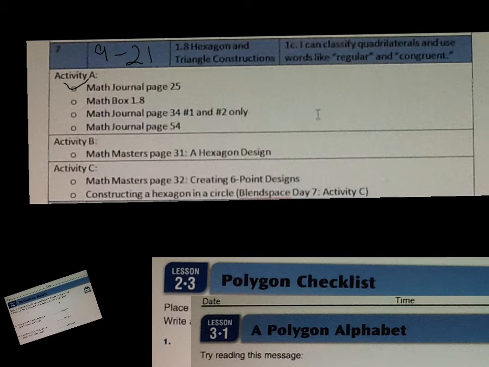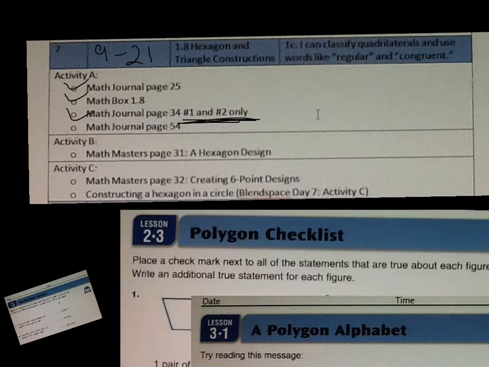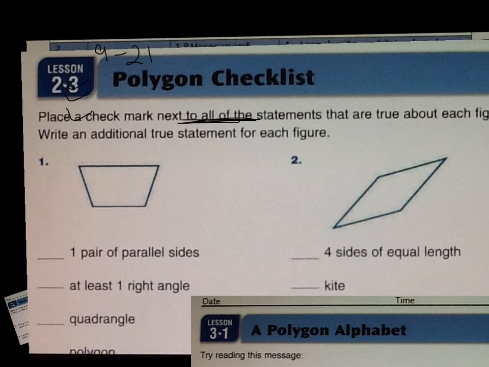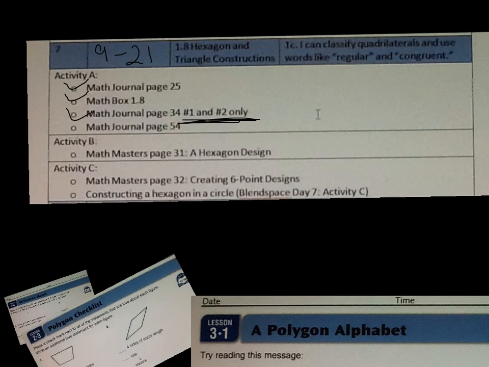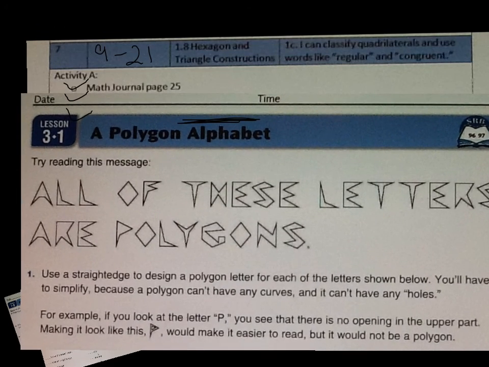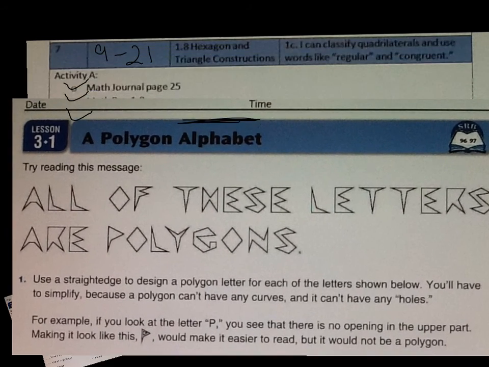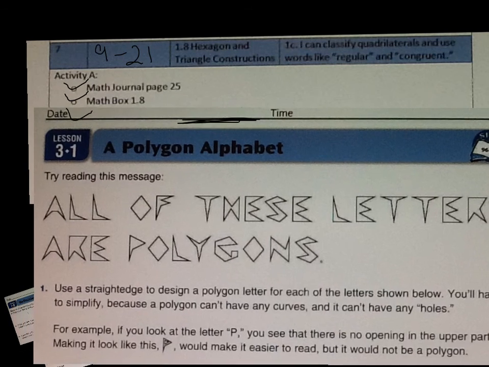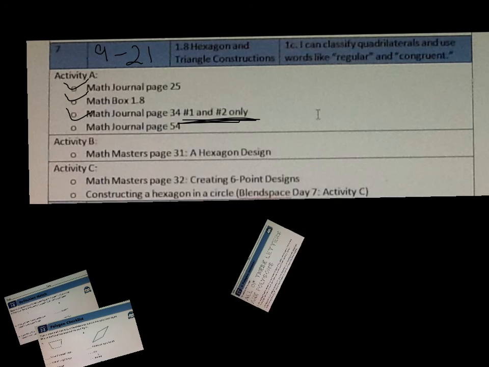The second thing on our learning journey here says that we need to finish our math boxes. Then you do Math Journal, page 34. Notice it says only do 1 and 2. Here's page 34. Finally, you'll be doing Math Journal, page 54. You do this whole page. It's very important you read these directions closely.